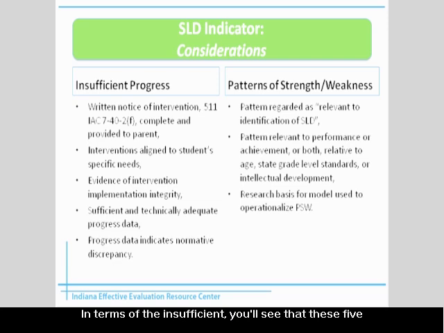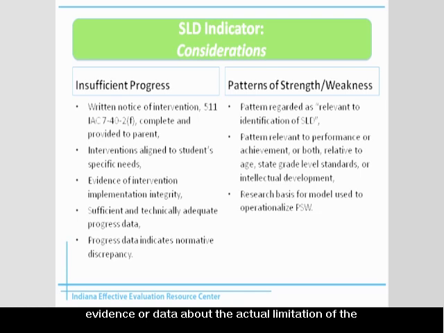In terms of the insufficient progress, you'll see that there are 5 pieces of information that are referred to. One is the written notice of intervention, which is a requirement under Article 7, and it is something that is supposed to be completed and provided to the parent at the time of interventions being provided. And Article 7 is very specific about the components or the content of that particular written notice. It's also important to consider whether or not the interventions that were provided align to the student's specific needs and the areas of SLD that are being considered.